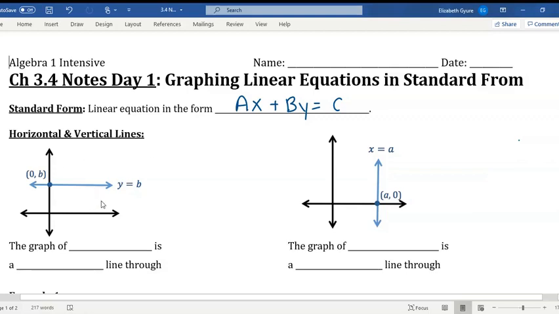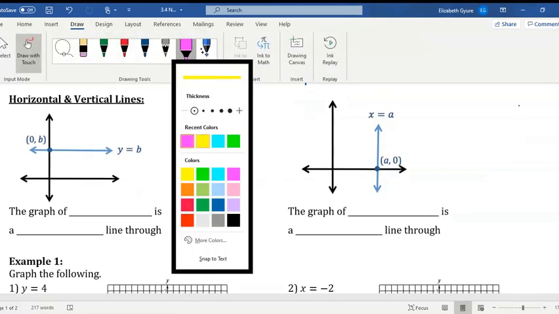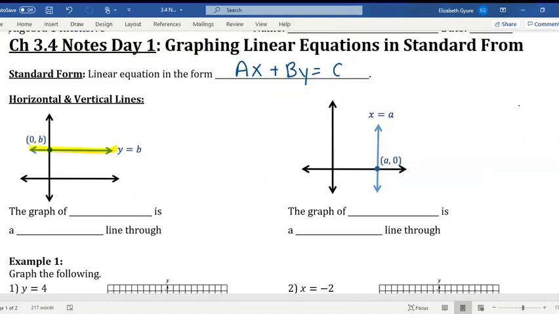First thing we're going to look at is just basic horizontal and vertical lines. Horizontal lines, these are our lines that go from left to right. Vertical lines go up and down, okay? When you graph, we have an X and a Y axis. Our X axis is from left to right. Our Y axis is up and down.